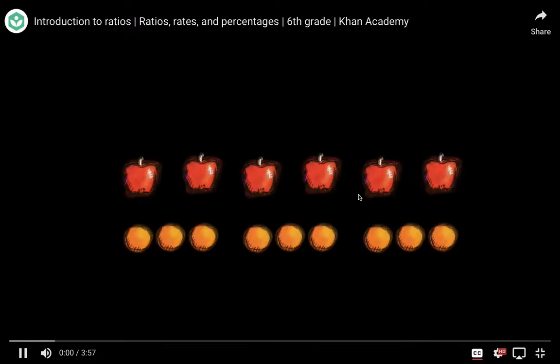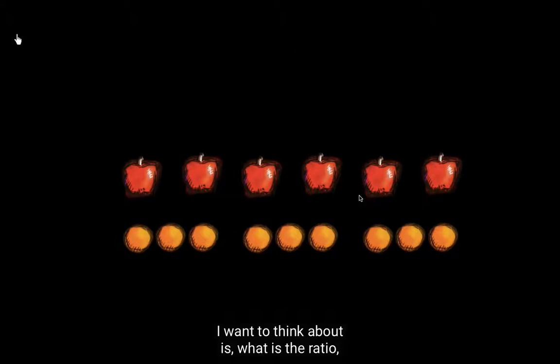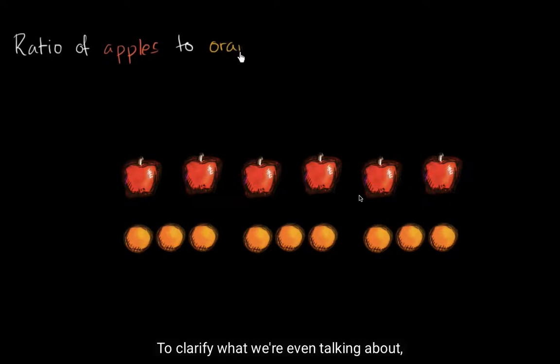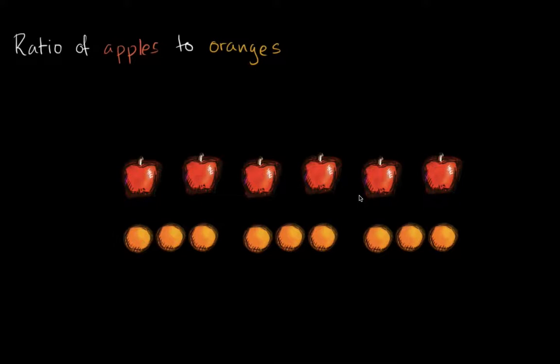Let's go. We've got some apples here and we've got some oranges, and what I want to think about is what is the ratio of apples to oranges? And to clarify what we're even talking about, a ratio is giving us the relationship between quantities of two different things. So there's a couple of ways that we can specify this.